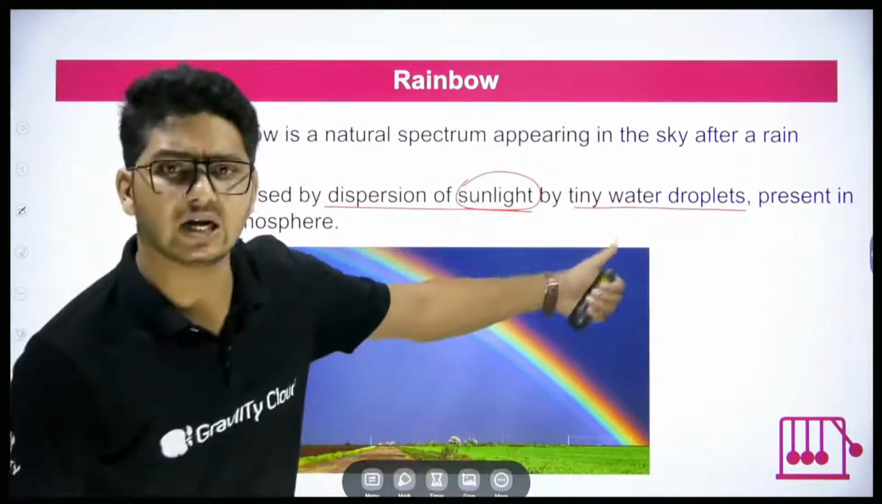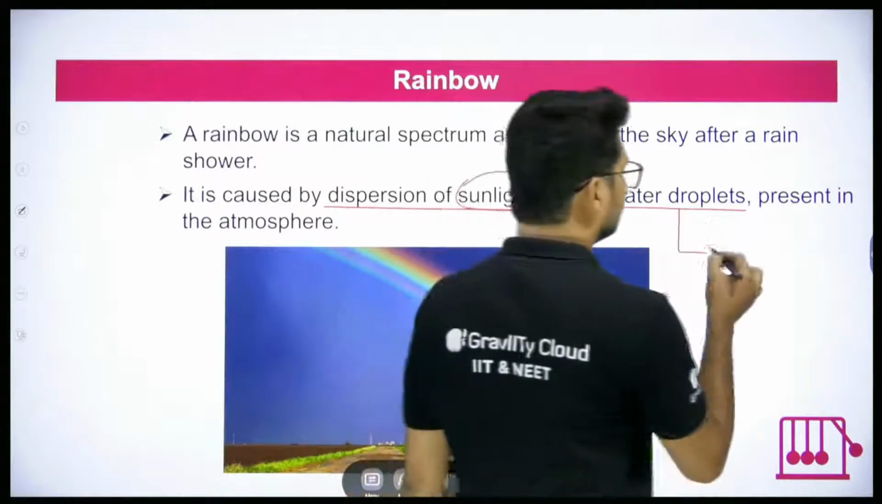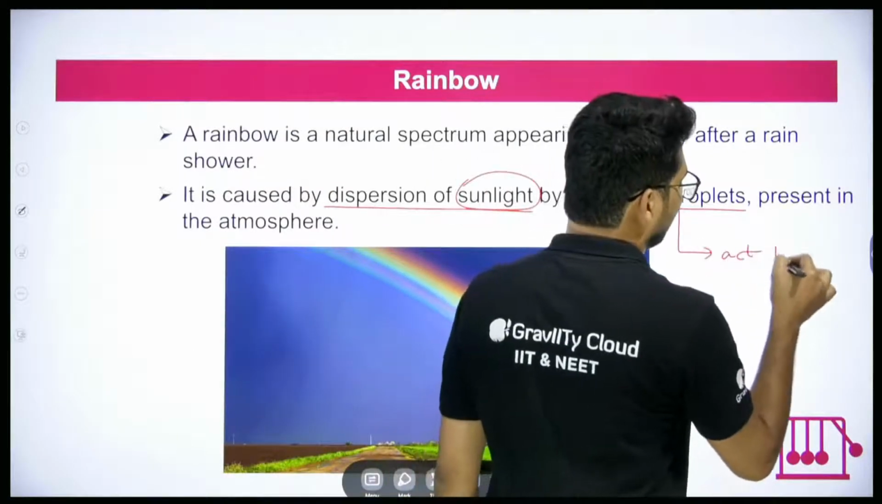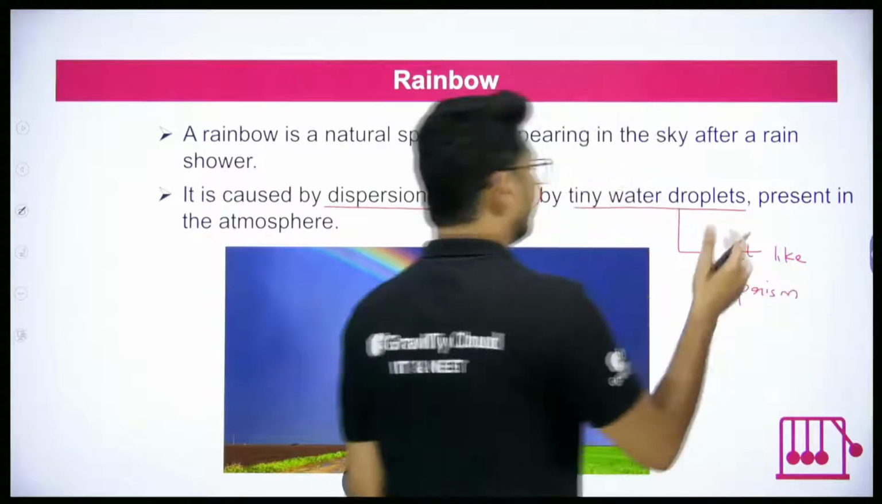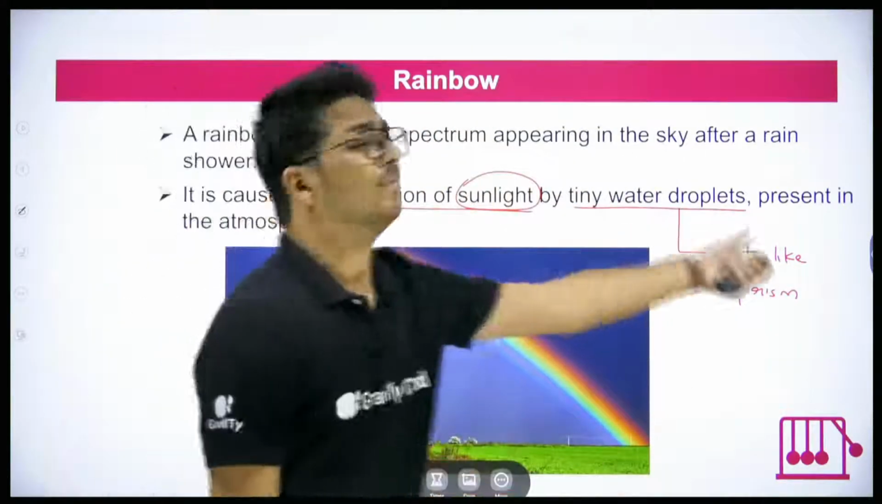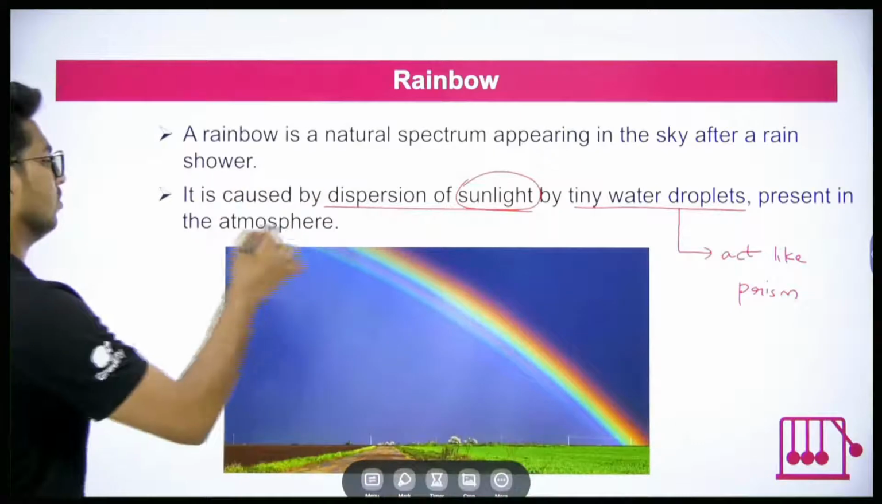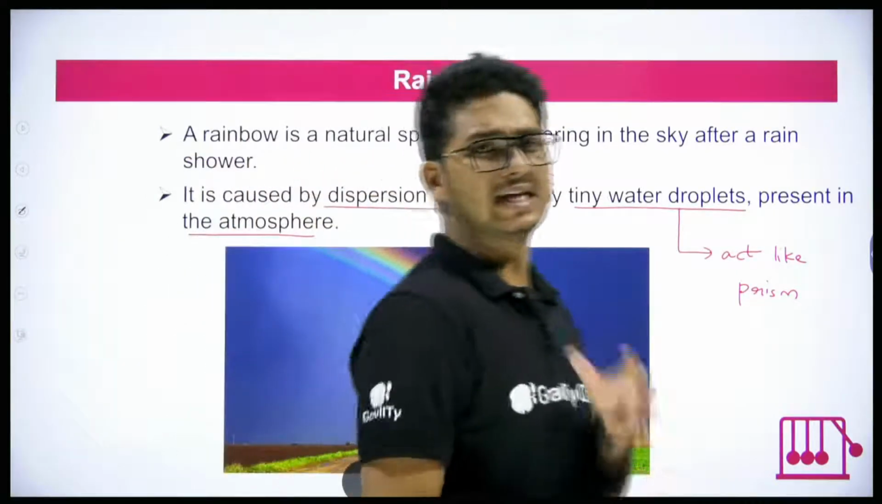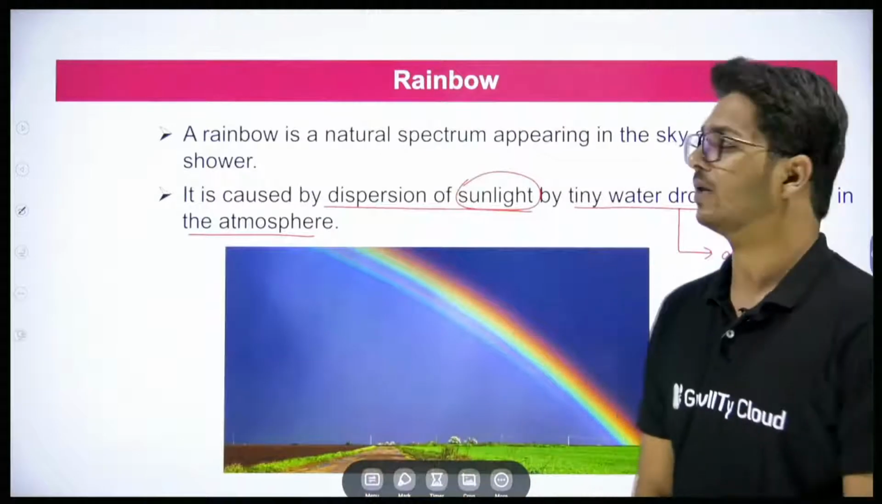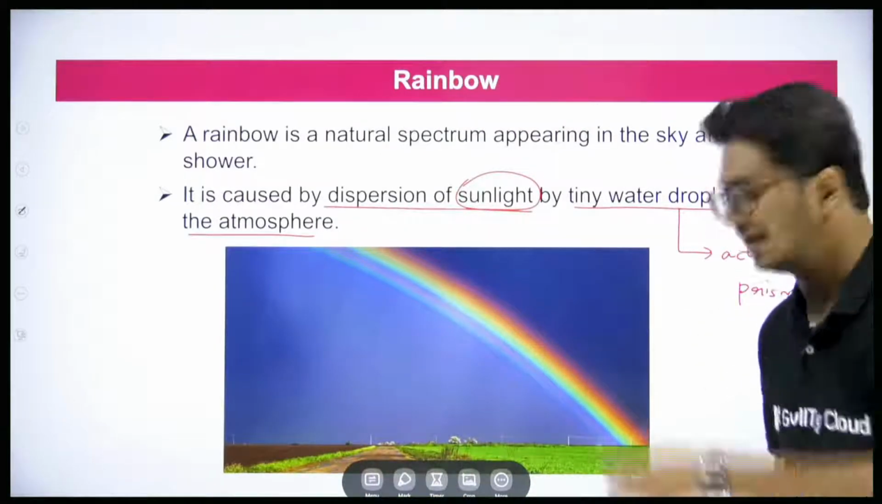So these water droplets act like a prism. And where are these water droplets? They are present in the atmosphere. Clear? That's a rainbow. Okay, let's continue. Let's learn about that in much more detail.